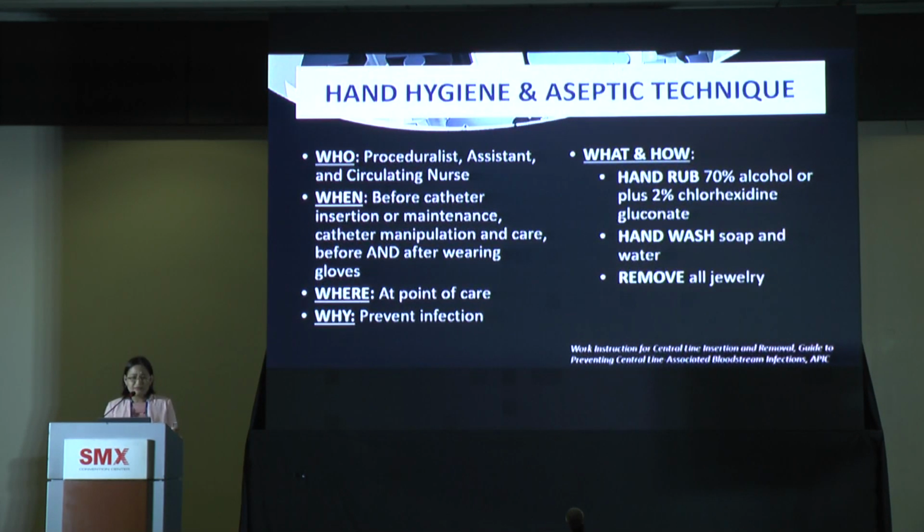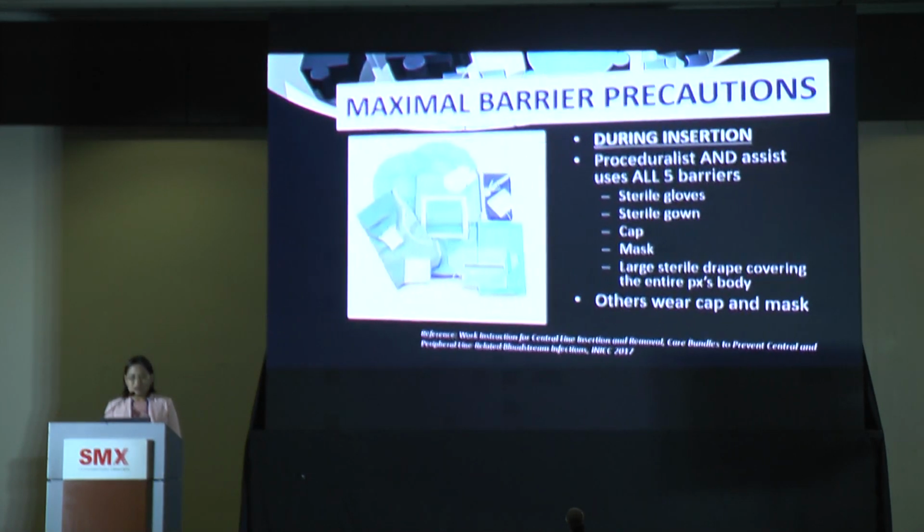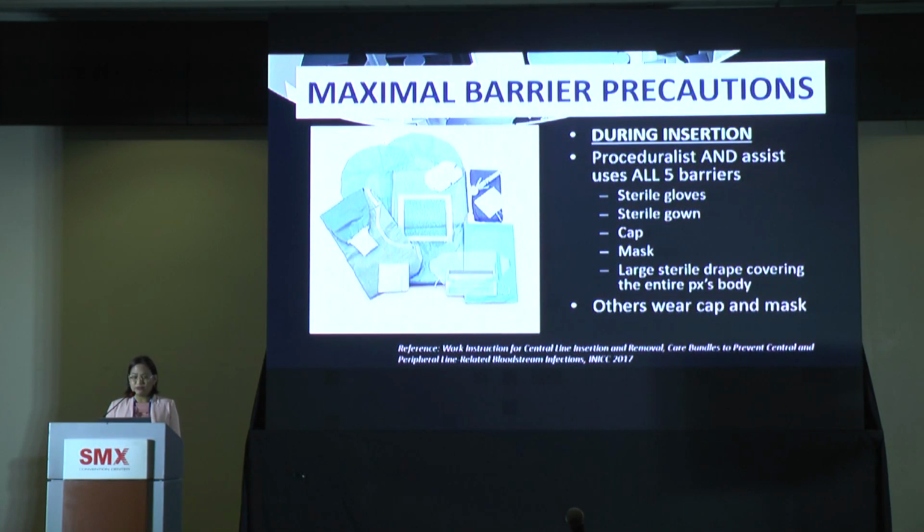So we all know this, very important. I'm sure this is something that you listen to with every lecture. Hand hygiene is very important. Anyone who accesses the line should perform it, always when doing handling of care or even prior to insertion, at point of care. So it's very important that your hand hygiene facilities are very close to the bedside. Of course, to prevent infection. And it's recommended to use 70% alcohol plus 2% chlorhexidine gluconate for hand hygiene. And for hand washing, of course, your soap. And very important to remove jewelry.